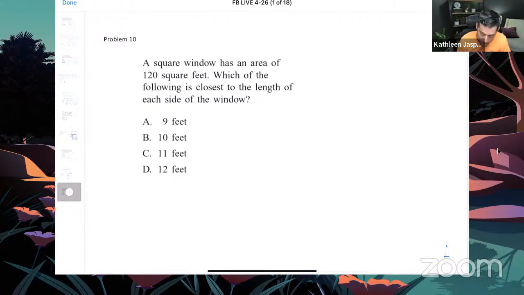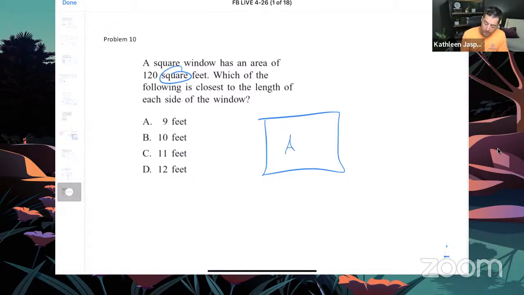Okay, last problem, 10. A square window has an area of 120 square feet. Which of the following is closest to the length of each side of the window? I like this problem for a certain reason, because I know that you would get confused on this one, and here's why. I have a square window. They tell me it's a square. That's important, right? Because a special property of a square is that all sides are the same.